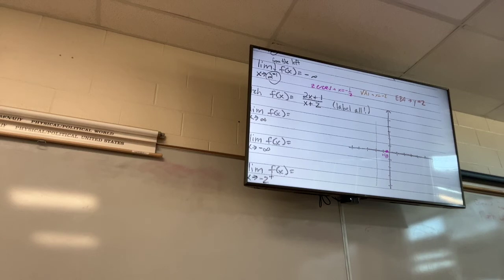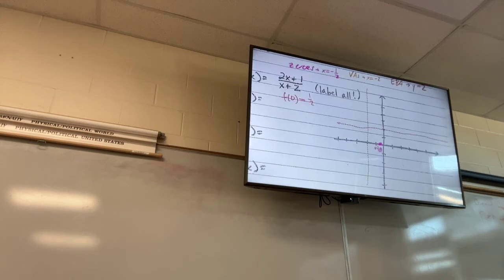I want to plot my y-intercept. How do I do that? How do I do y-intercept? Plug in 0 for x. Yeah. That equals 1/2. Okay, so 0, 1/2.